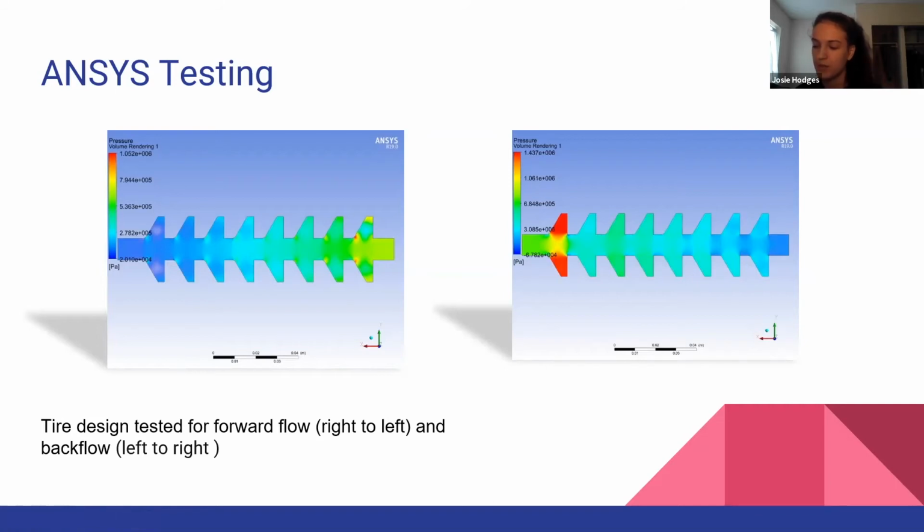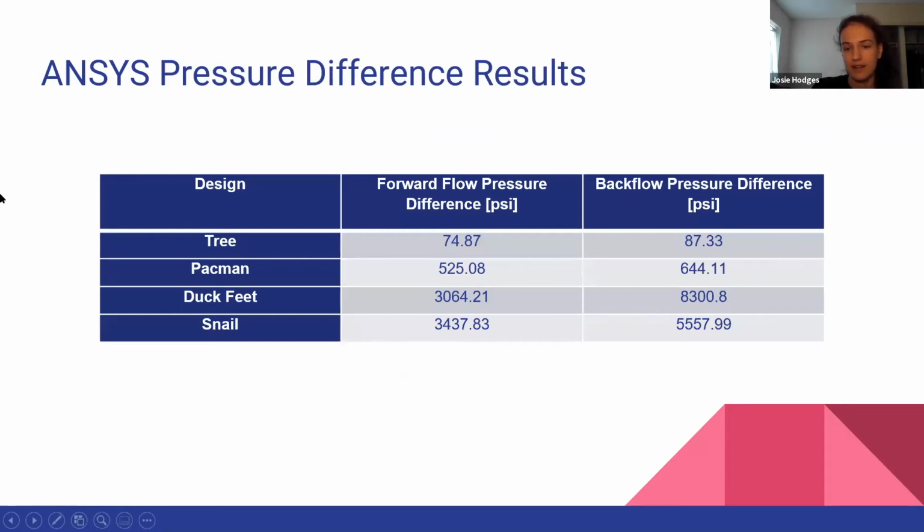The ANSYS simulations would only converge at very high pressures, so that's what's seen here. The greatest pressure difference was the duct feed design, which was very interesting to me because I expected either the Pacman or the Snail designs to be closer. Overall, the results were very positive as the backflow always had a greater pressure drop. And that should be seen here. Backflow is always much greater than the forward flow at these high pressures. So that was a positive reading, very good results for initial testing.